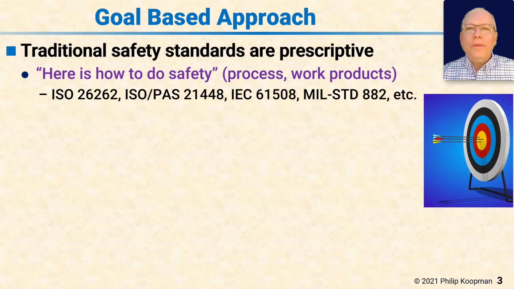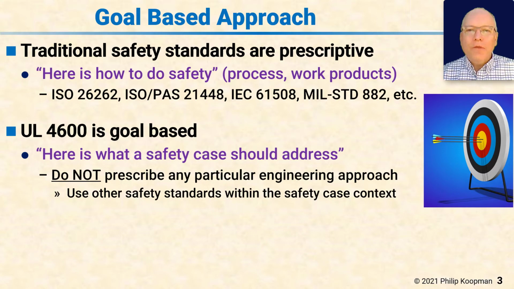4600 uses a goal-based approach to do safety. Traditional safety standards such as ISO 26262 and others are more prescriptive. They say, here's how to do safety, and they give you a process or process elements you're required to perform, and they tell you which work products you're supposed to produce. Those standards are not displaced by 4600. 4600's approach is to add another layer of completeness, so it's goal-based.